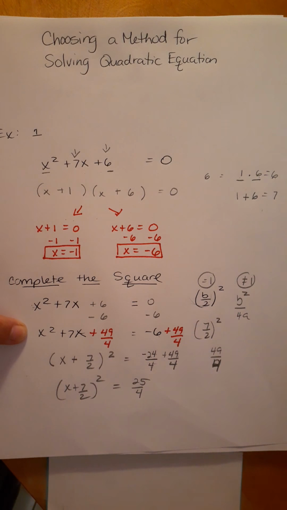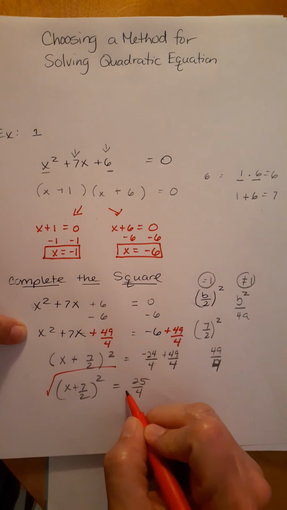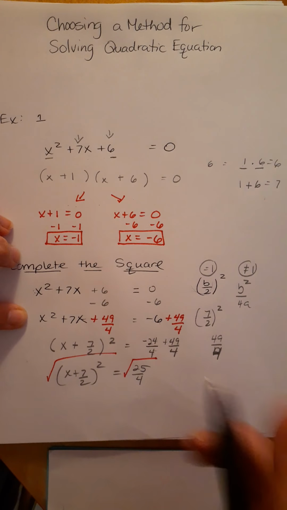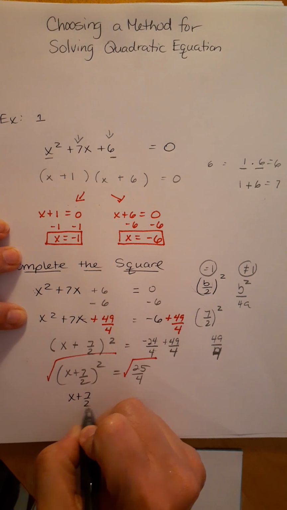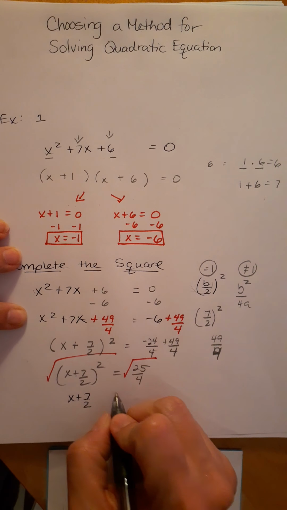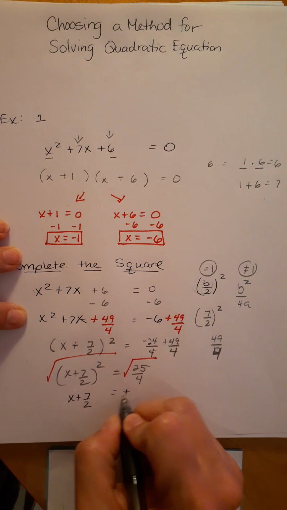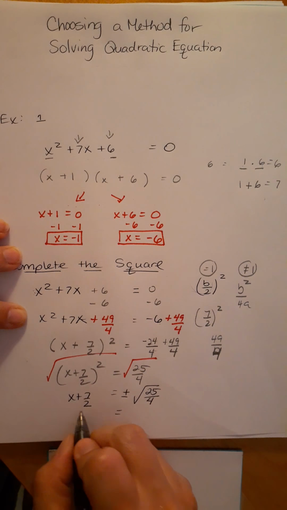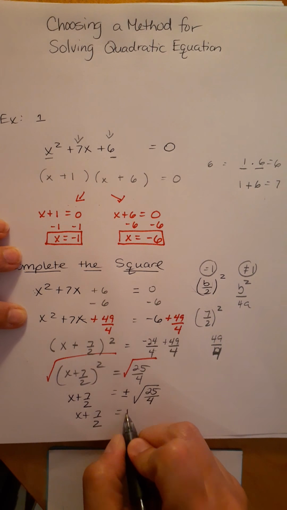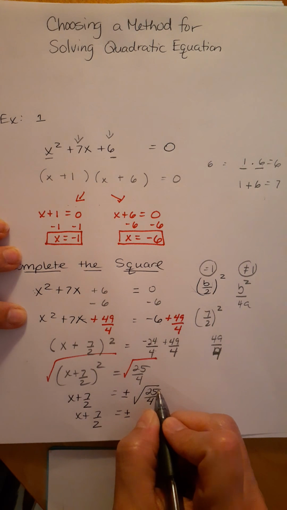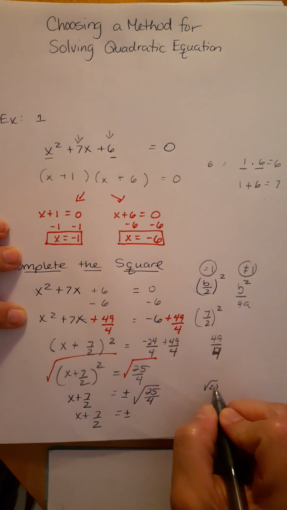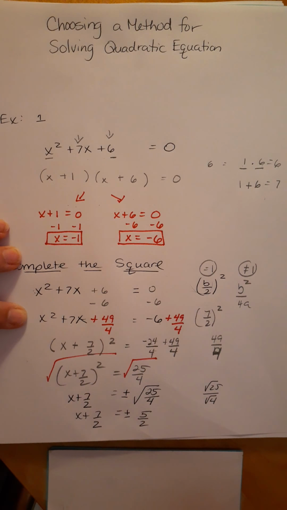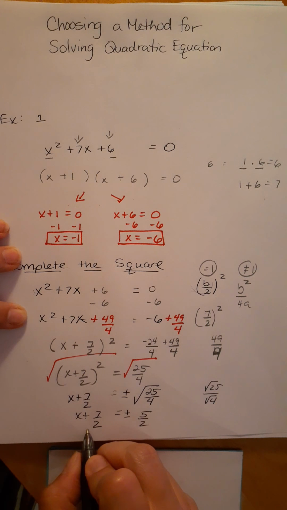Okay, so we're going to take the square root of both sides. Okay, take the square root. We get x plus 7 over 2, right? That gets rid of the square, plus or minus the square root of 25 over 4. And that is x plus 7 over 2 plus or minus. You have to treat it as if it's square root of 25 over square root of 4, which is 5 over 2. Okay? And now I'm going to subtract.